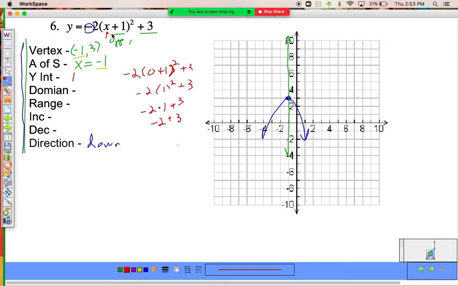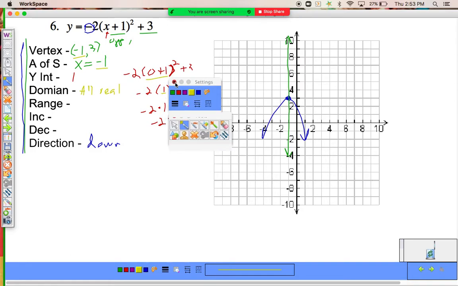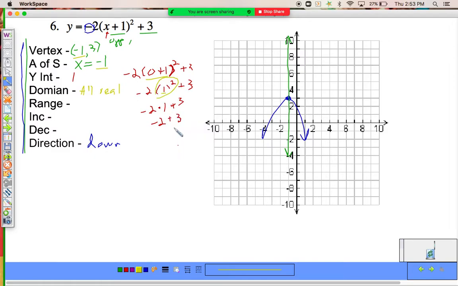All right, what's my domain for any quadratic? My domain's going to be always all real. For the y-intercept, I used the order of operations. I do the inside. I get a 1. I square the 1 as my second step, which is my exponent. I get a positive 1. Then I multiply. You get a negative 2. And lastly, I add. Parentheses first, exponents, multiply, addition.